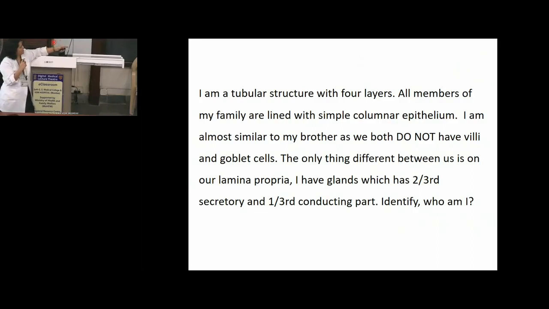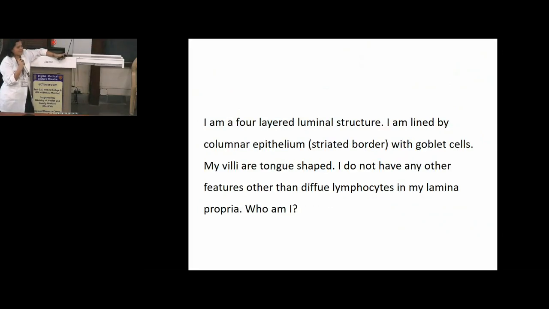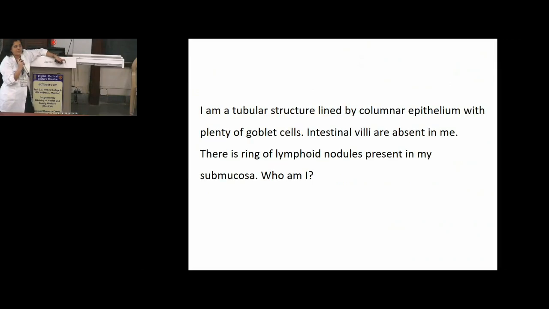Then the only thing different between us is our lamina propria. I have glands which are 2/3 secretory and 1/3 conducting. So to be very specific, when I say pylorus or fundus, is this jejunum? Not ileum? Why? Peyer's patch. Correct. Ring of lymphoid tissue in my submucosa, and I do not have intestinal villi.